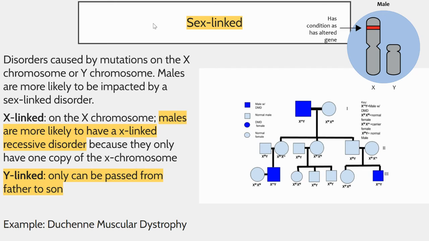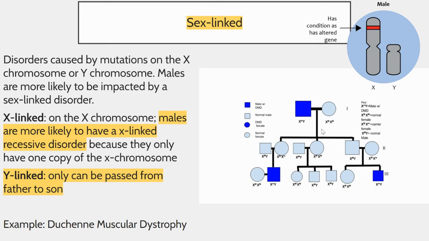Next up, I have sex-linked traits. Sex-linked traits are traits that are on the X chromosome or on the Y chromosome. And we talked about before in our Punnett square videos how males are more likely to inherit an X-linked recessive disorder. And with Y-linked disorders, only males can get it because only males have a Y chromosome.